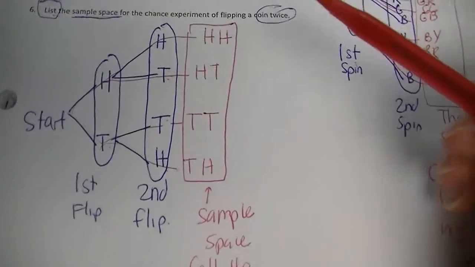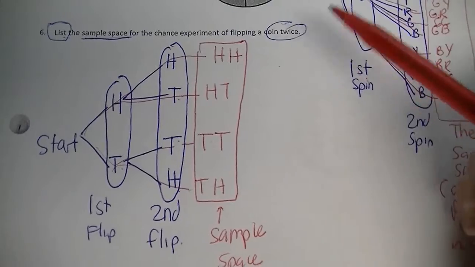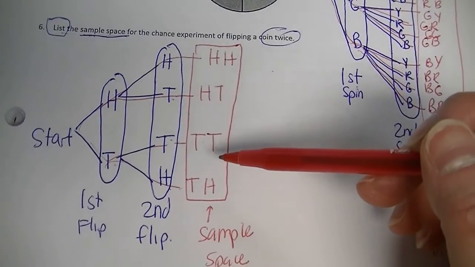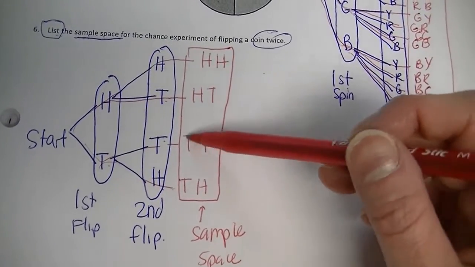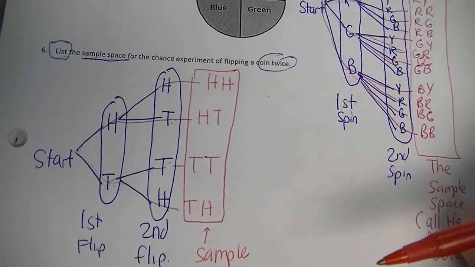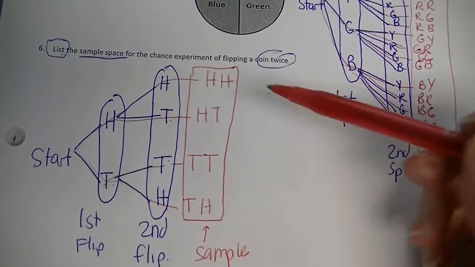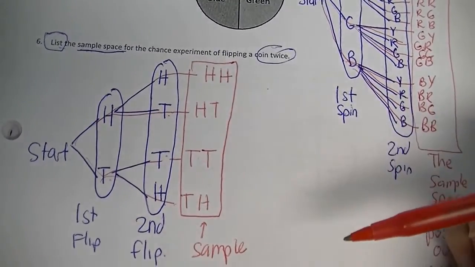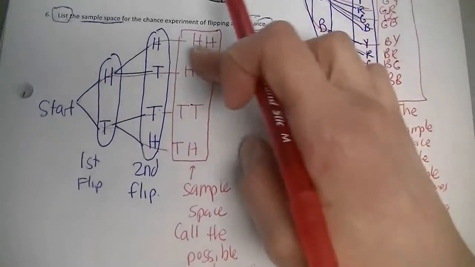So if I asked you something like, hey, what's the probability of landing on tails twice? You would say, oh, 1 out of 4. Okay. If I asked you what's the probability of landing on heads and then tails, you would say 1 out of 4. Okay? Because there's 4 possible outcomes.